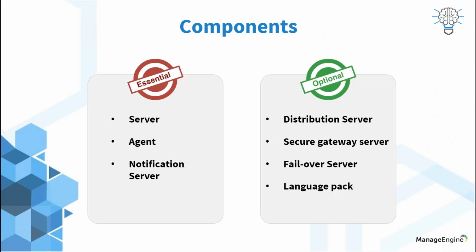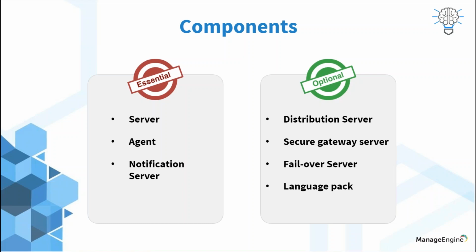What are the components that you need to run this application? So these are the essential as well as optional components. Desktop Central Server is a central component that you will install. It provides the interface to the management console. The agent is also an essential component. You need this to be installed on the machines that you want to manage. There is another component called the notification server, and there is an interesting fact about this component, which we will talk more about once we get into the product.